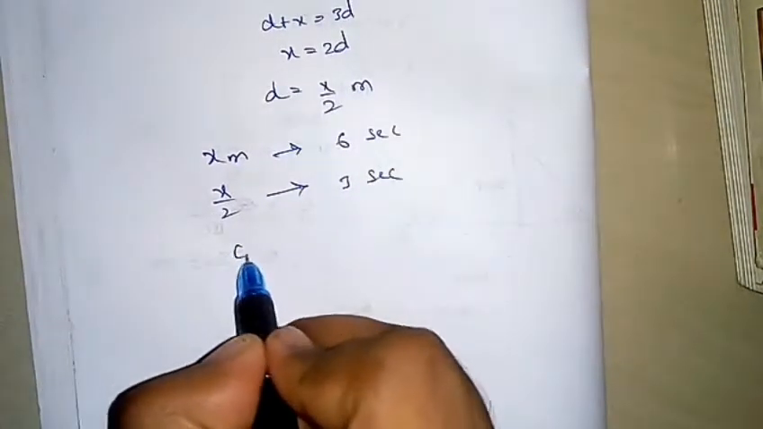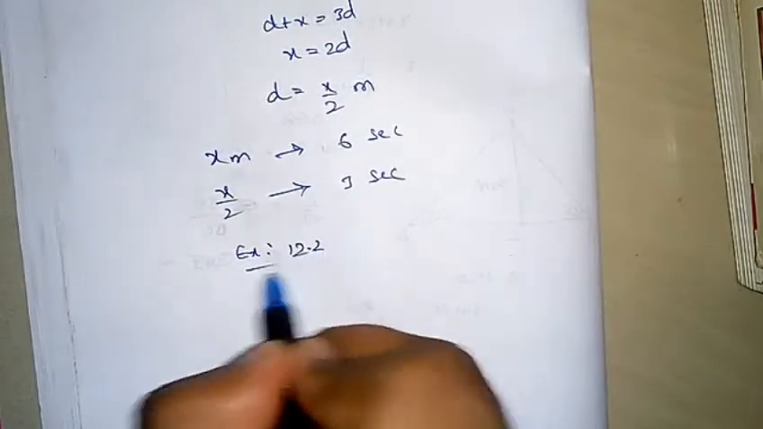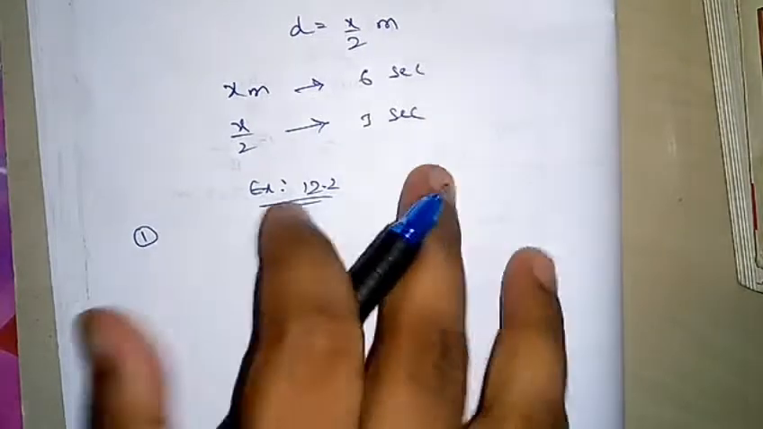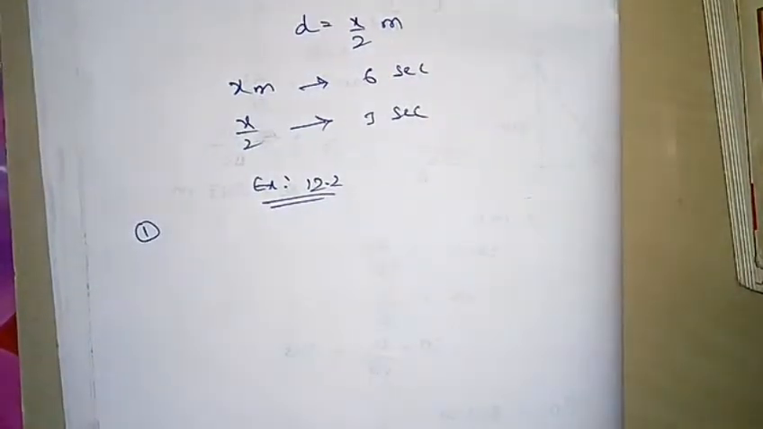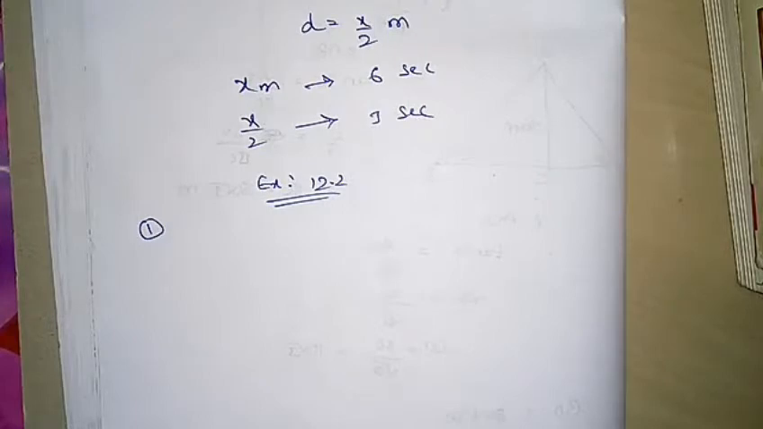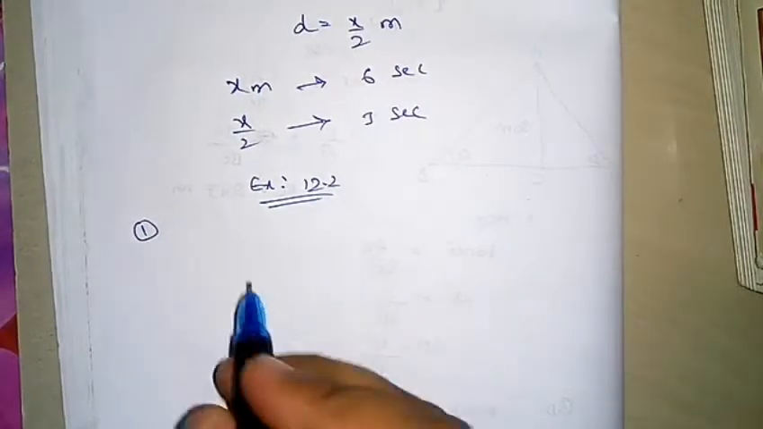Now let's start exercise 12.2. First one. A TV tower stands vertically on the side of the road. From a point on the other side directly opposite to the tower, the angle of elevation of the top of the tower is 60 degrees. From another point 10 meters away from this point, on the line joining the point to the foot of the tower, the angle of elevation of the top of the tower is 30 degrees. Find the height of the tower and the width of the road.